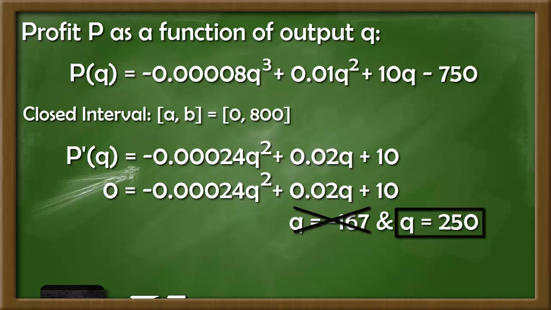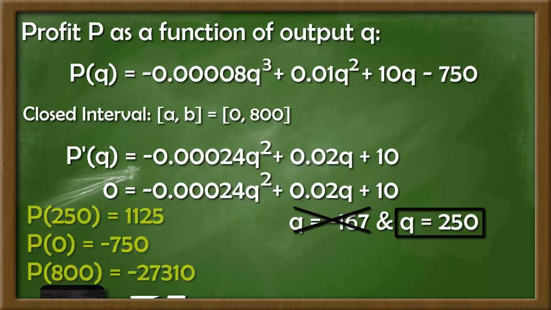Now we check which quantity yields the highest profit. So we evaluate the profit at 250 and the endpoints, 0 and 800. We see that when Q equals 250, the profit equals 1125, which is the highest value. And so Q equals 250 is the absolute maximum.